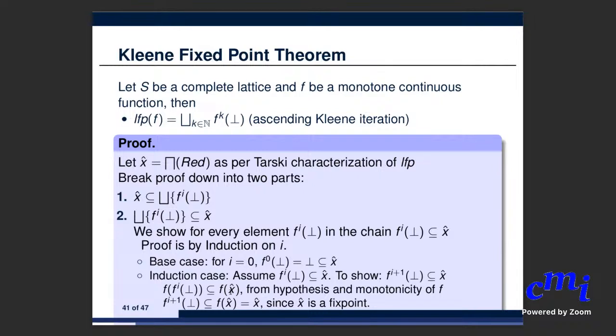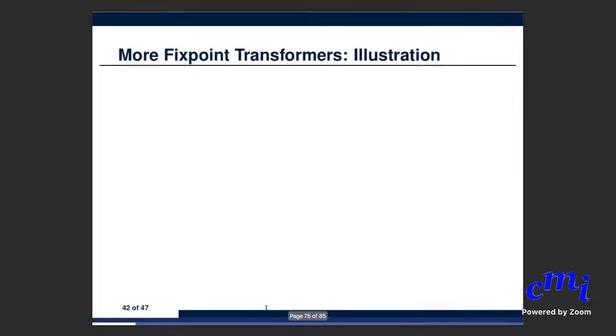And f of x hat, since x hat is a fixed point, which is our starting point. Now we have to show that the fixed point is equal to the least fixed point. So since x hat is a fixed point, this is equal to that, and therefore we get that f of I plus 1 is less than or equal to x hat. Okay, that is, x hat is greater. So that's the end of the proof.